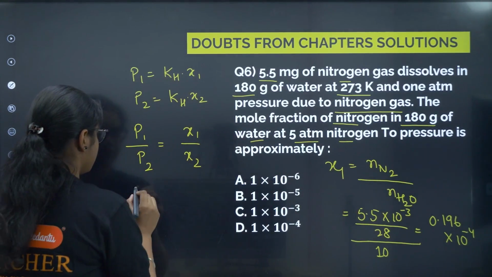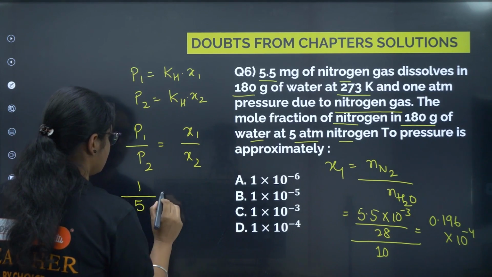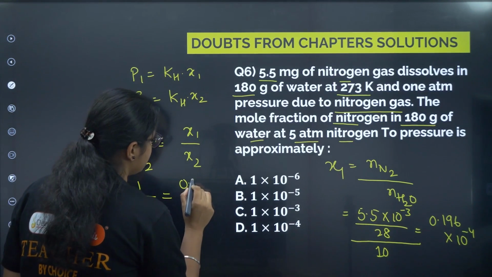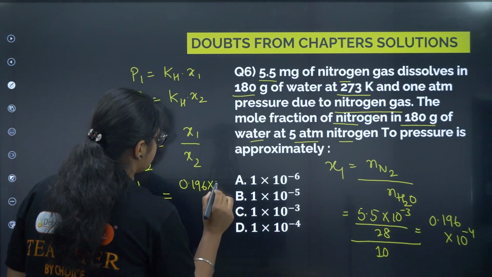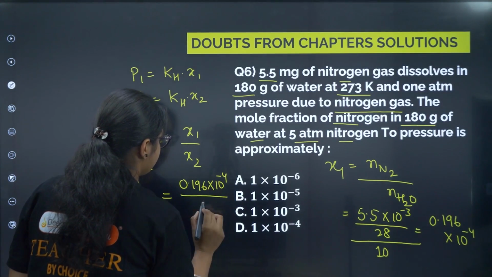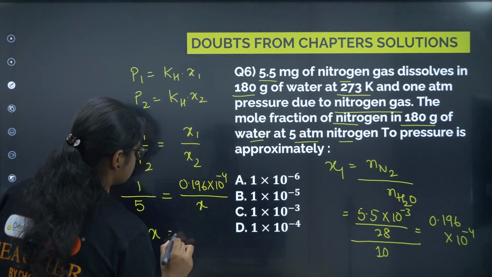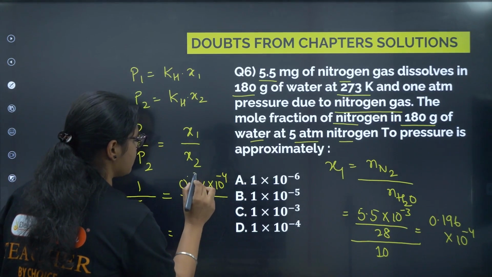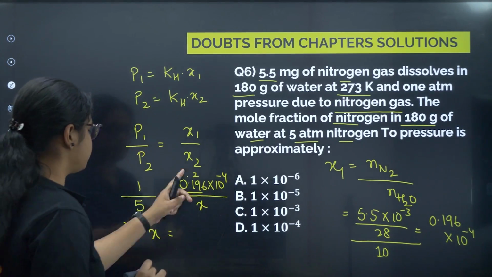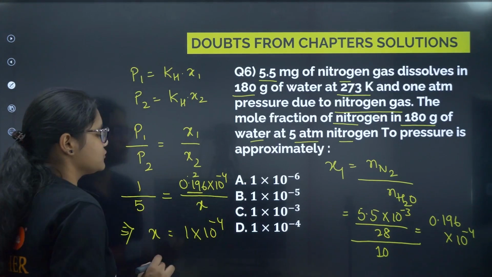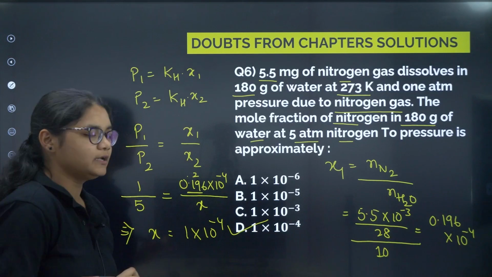Now we can substitute: 1 by 5 is equal to 0.196 into 10 to the power of minus 4 divided by X, and we have to calculate the X value. If you solve it, we get X as 5 into 0.196, which we can approximate to 0.2, so 5 into 0.2 is 1 into 10 to the power of minus 4. The correct answer for this question will be option D.